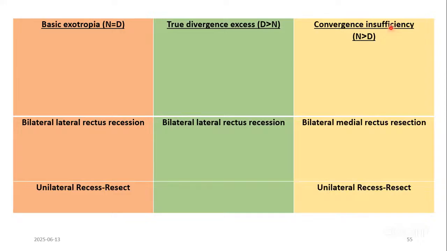In a patient with convergence insufficiency, whether to do unilateral lateral rectus recession and medial rectus resection or bilateral medial rectus resection, we usually do recess-resect.